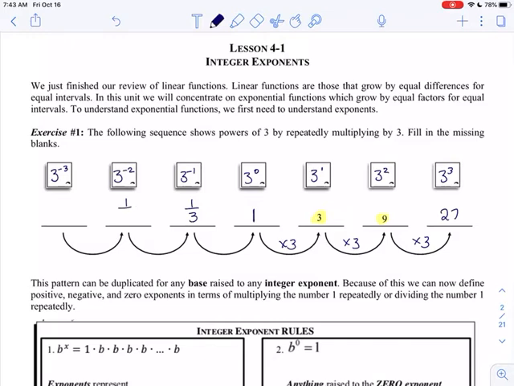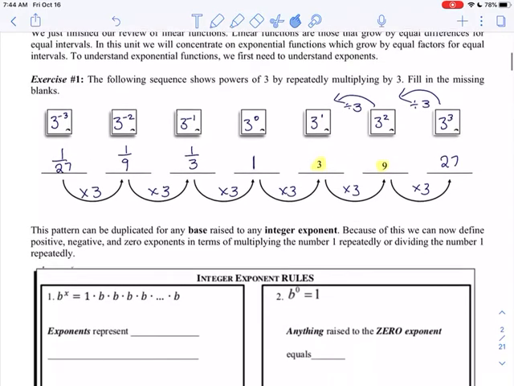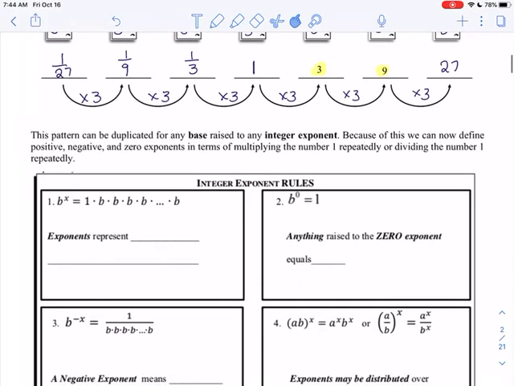All right? And again, we're multiplying by 3 to get to the next exponent. 3 to the negative 1 is 1 over 3. 3 to the negative 2 is 1 over 3 squared, which is 9. And 3 to the negative 3 is 1 over 27. And again, all of these can be done in a calculator. So to go to each next number, you are multiplying by 3 each time. If I was going the opposite way, I would be dividing by 3. Right? So these are my exponents. I'm not going to do all of them, but that pattern can be duplicated for any base raised to any integer exponent.